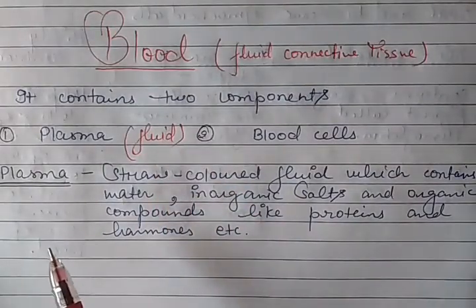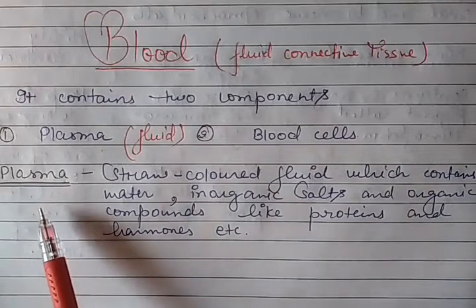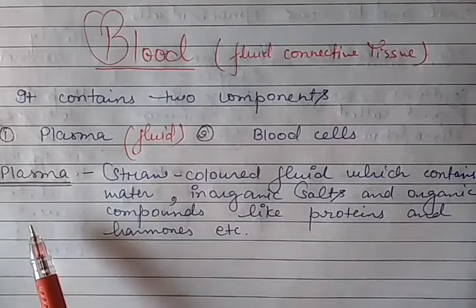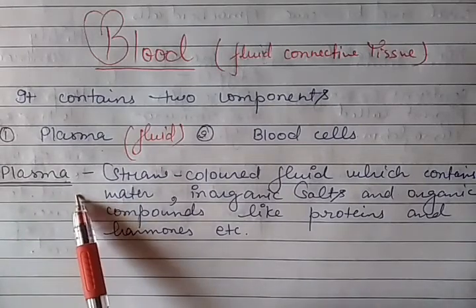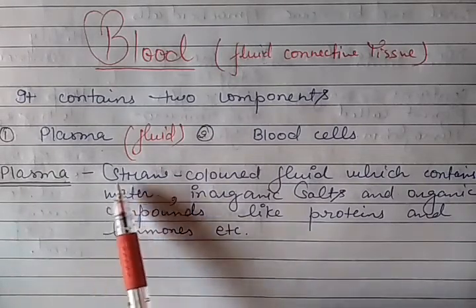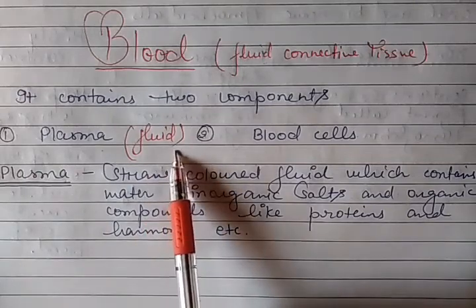Hence it can flow and it can transport and circulate the materials in the body. So we will talk about the plasma first of all. What is this? This is the matrix of the blood and it is in the form of fluid.